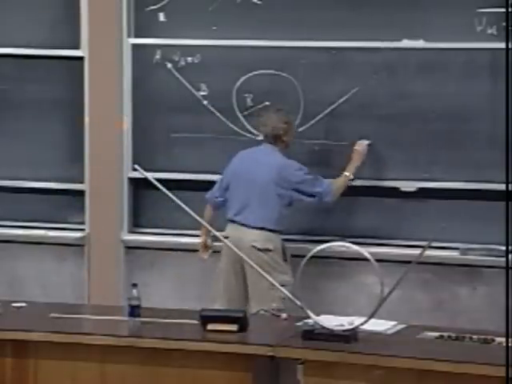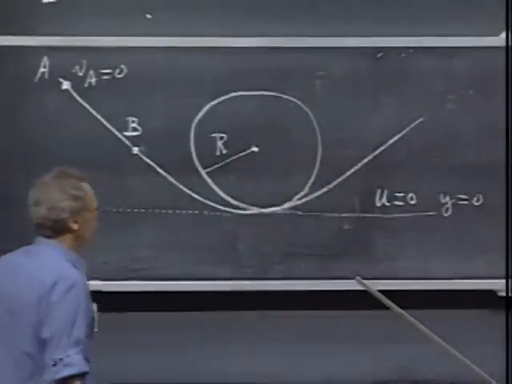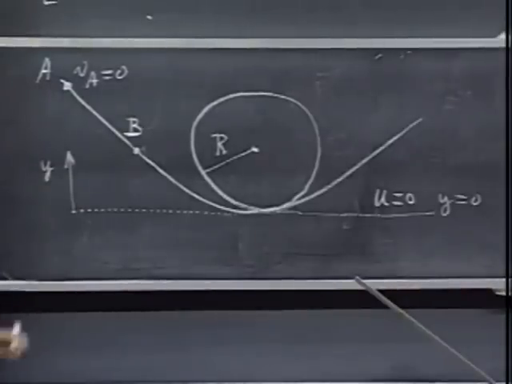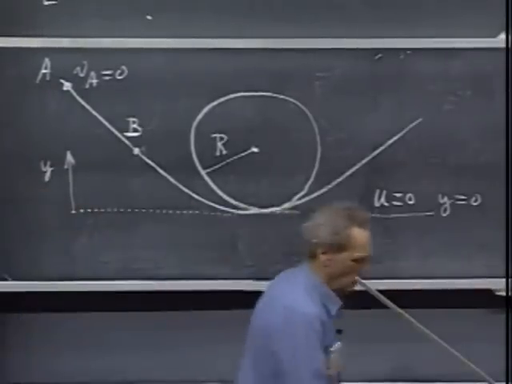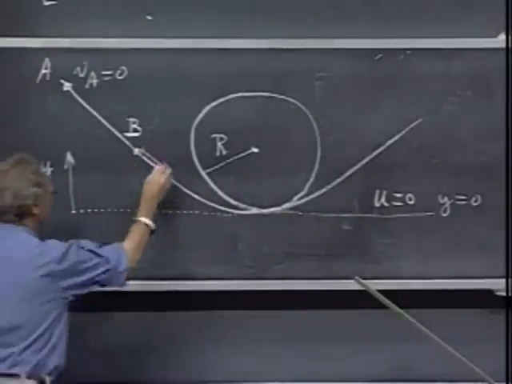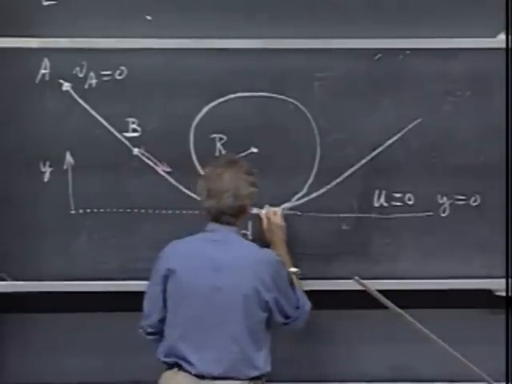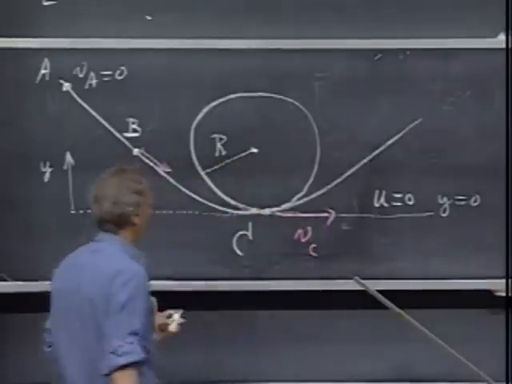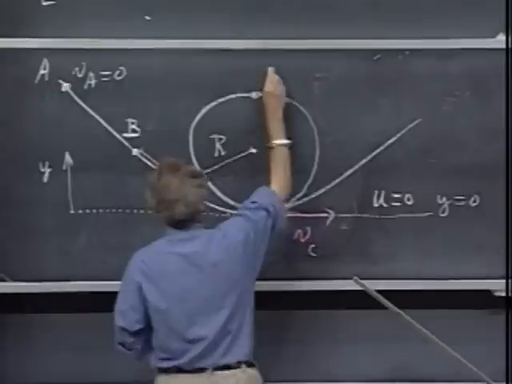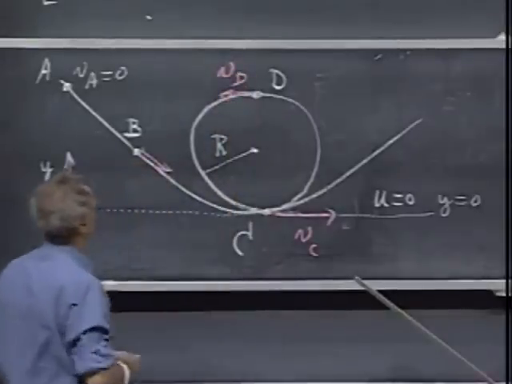And I define here y equals 0, or what is even more important, I define that U equals 0. And this is the positive direction of y. At A, the object has no velocity, no speed. At B, of course, it does. It has converted some potential energy to kinetic energy. At point C, it has reached the maximum velocity that it can ever have, because all the potential energy has been converted to kinetic energy. And at point D, if it ever reaches that point, that will be the velocity, say.